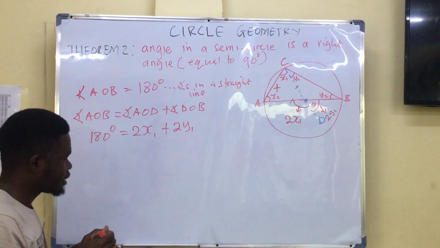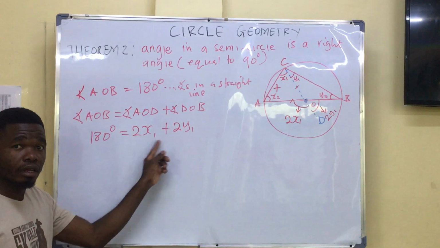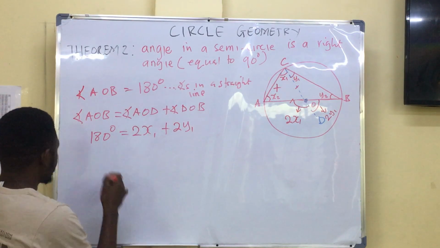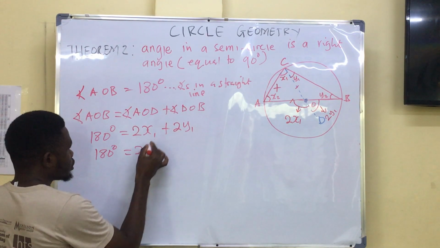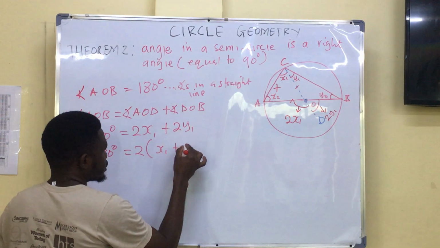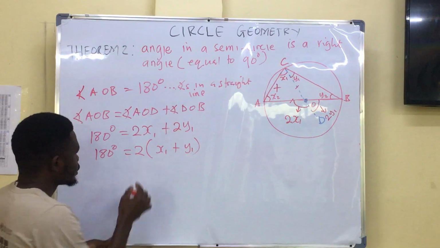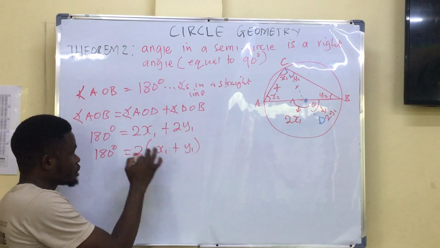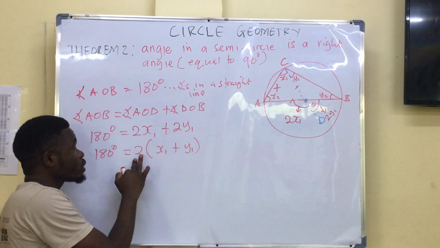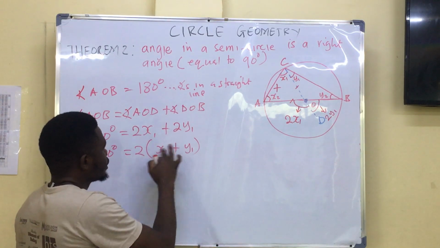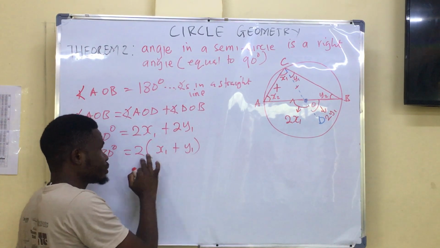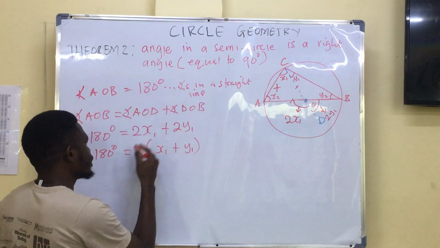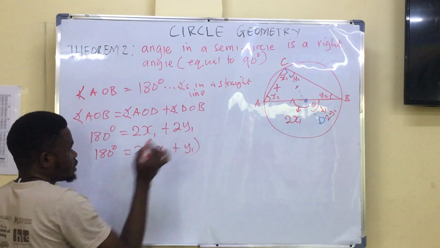Fine. So we know that 2 is common here, right? There's 2 here, there's 2 here. We can factorize. The simple mathematics, right? So 180 degrees is equal to 2 bracket x1 plus y1. How? 2 into x1 will remain with x1, 2 and 2 cancel, right? Here as well. 2 into y1 will remain with y1, 2 and 2 cancel. So it will be 2 bracket x1 plus y1. If we expand the bracket, you will get the same expression here, right?